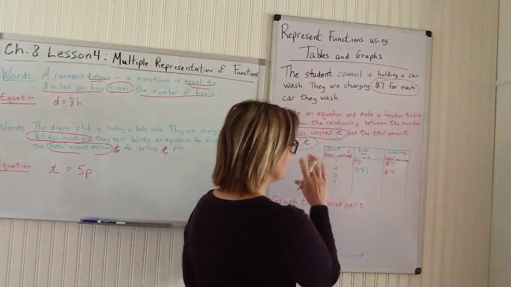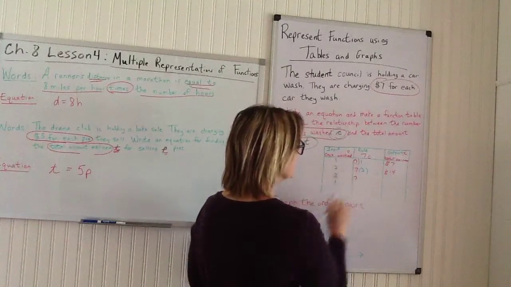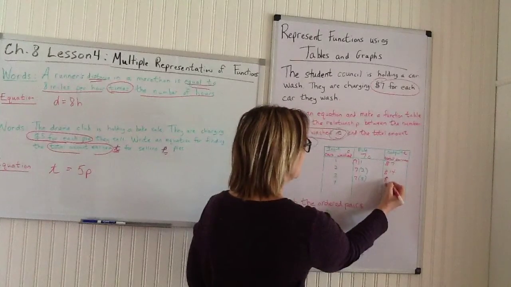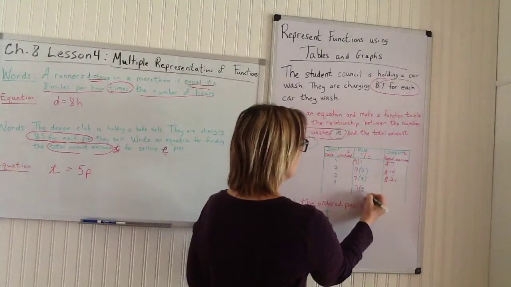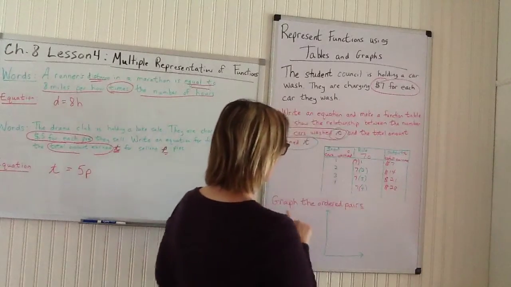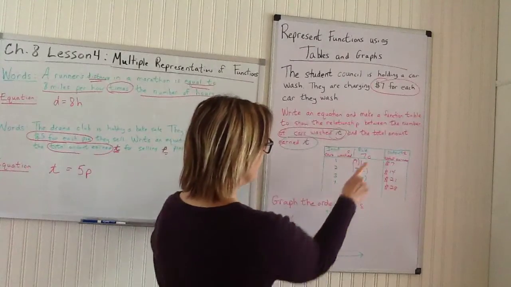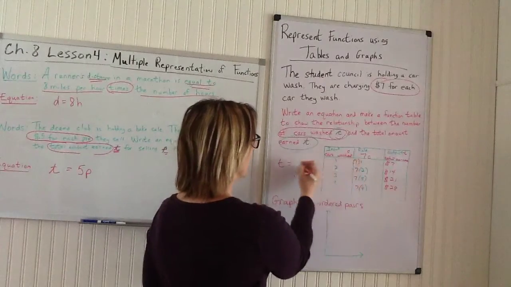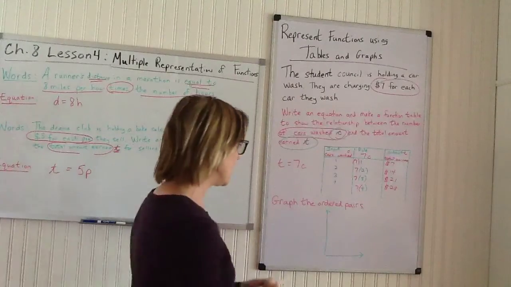coordinates to graph this as a linear function. So if they're washing 3 cars, $7 per car, $7 for 3 cars, they would earn $21, and then $7 for 4 cars, that would earn them $28. Okay, the next thing I'm going to do is graph the ordered pairs. Before I do that though, what is my equation? The output is T, so how do I get T? I multiply 7 times the number of cars, so T equals 7C is my equation.